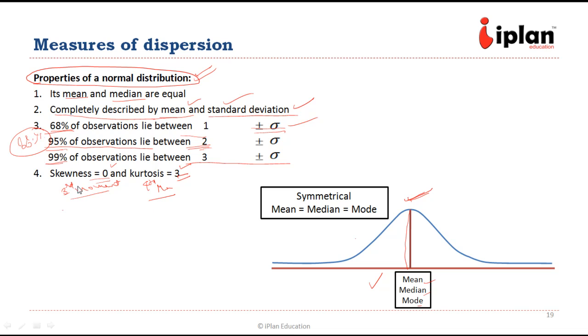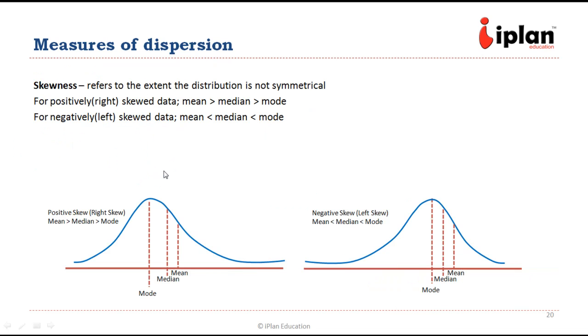Now let us look at skewness and kurtosis in a little more detail. Skewness basically refers to the extent to which the distribution is not symmetrical. For example, if the data is positively or right skewed, then the mean is going to be higher than the median and the mode. If there are more values on the right side, then it will be right skewed. In this case, the mean is higher than the median and the median is higher than the mode. So the data is positively skewed.